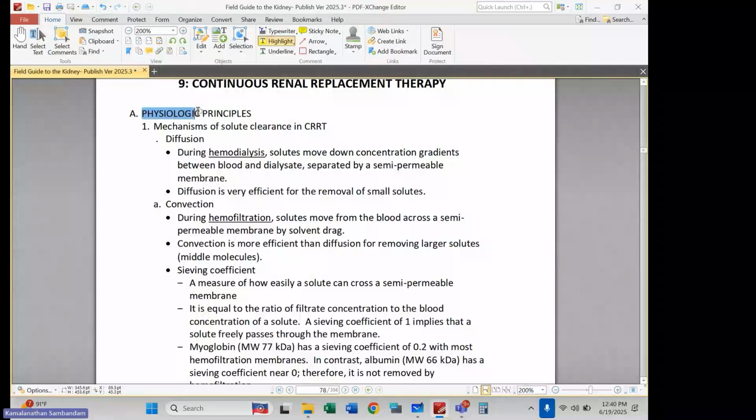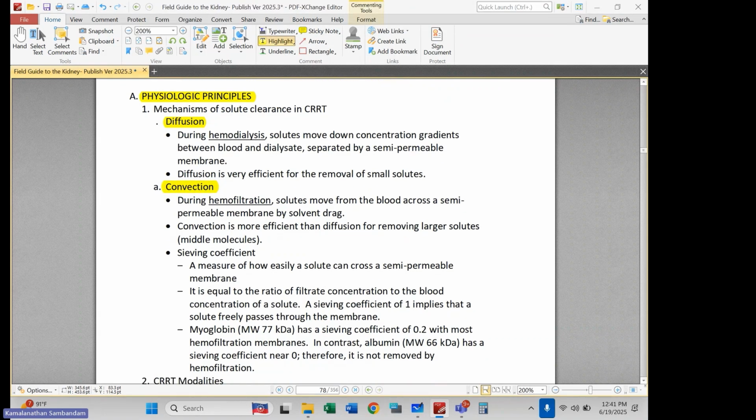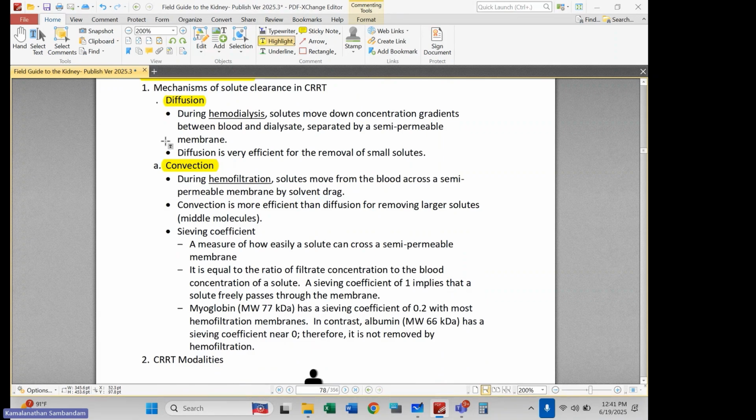The basic principles of CRRT are similar to those we've covered in intermittent dialysis. Now, in intermittent dialysis, the bulk of solute transport is through diffusion, and we don't really pay so much attention to the small molecule clearance that occurs with convection. Okay. There is small molecule clearance that occurs with convection. It's just much smaller than that which occurs with diffusion.